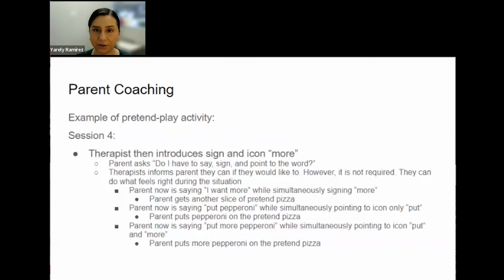And you know what? The parent now is getting a slice of pizza, another slice of pizza. And now the parent is saying put pepperoni while again pointing to the icon put and putting the toppings on the pizza. Now the parent is saying put more pepperoni. So we're pointing to the icon put. We're signing the word more. We're picking the toppings. So now the parent is putting more toppings on the pretend pizza.